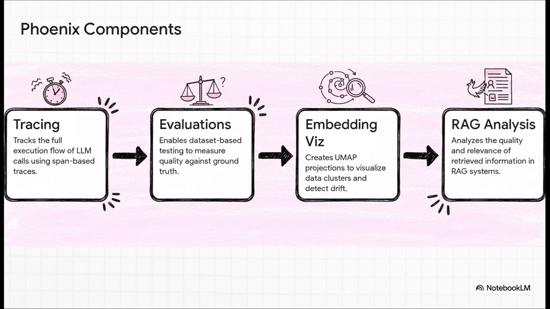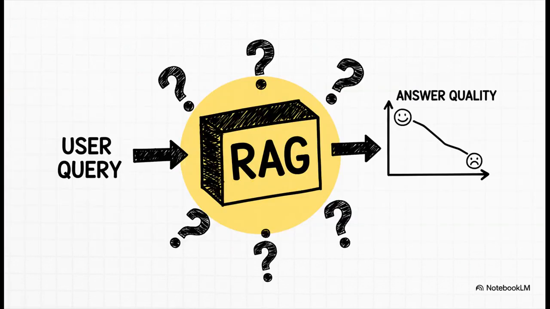It uses something called UMAP projections to let you literally see your data clusters and spot drift with your own eyes. And finally, RAG analysis, to really dig into the quality and relevance of what your retrieval system is digging up. All right, theory is great, but let's make this practical.